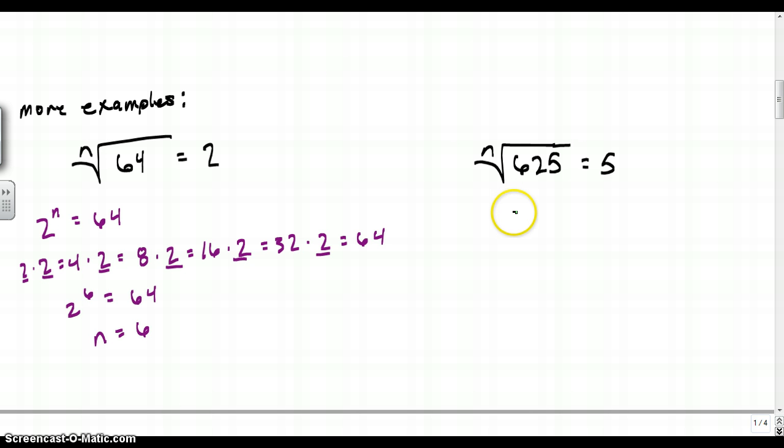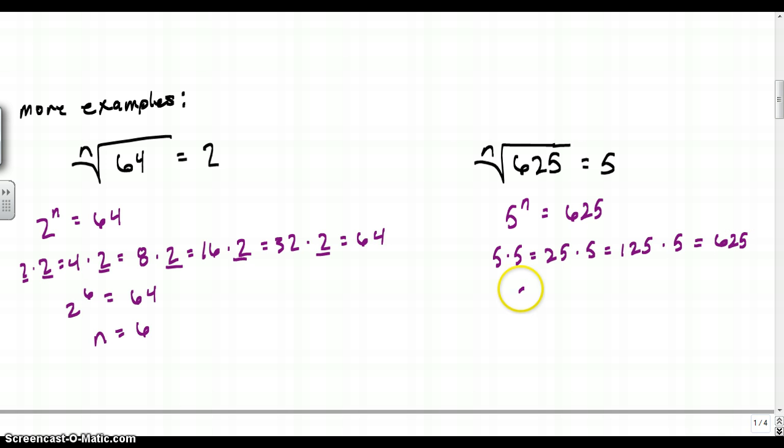And the last example is 5 to some power equals 625. So do it the same way. 5 times 5 is 25. That's 5 squared. 25 times 5, which would be 5 cubed, is 125. And then 5 again, which will be 5 to the 4th power, is 625. So 5 to the 4th power equals 625. So in this case, n equals 4, where the 4th root of 625 is 5.